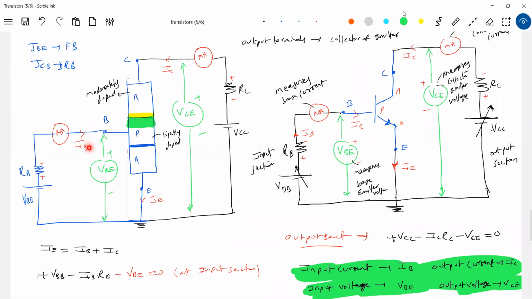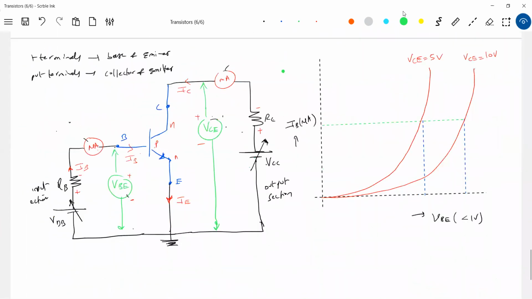If recombination decreases, the base current decreases. Now to have more base current, I should increase the forward bias. That's the reason. Got the idea, no? So as you increase VC, the reverse bias across the collector-base junction increases. Then the depletion region penetrates more into the base, the effective length of the base decreases, recombination decreases, and base current decreases. To increase the base current, what shall I do? I should apply more forward bias voltage.